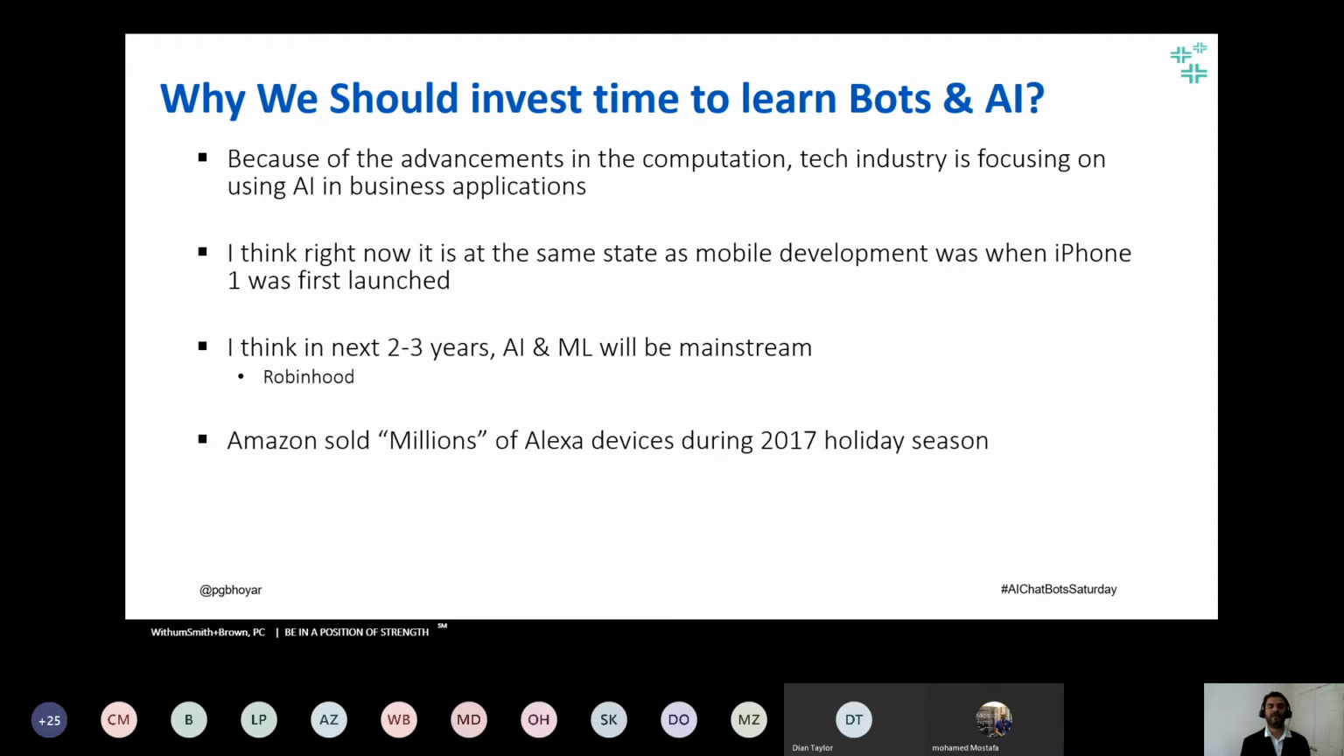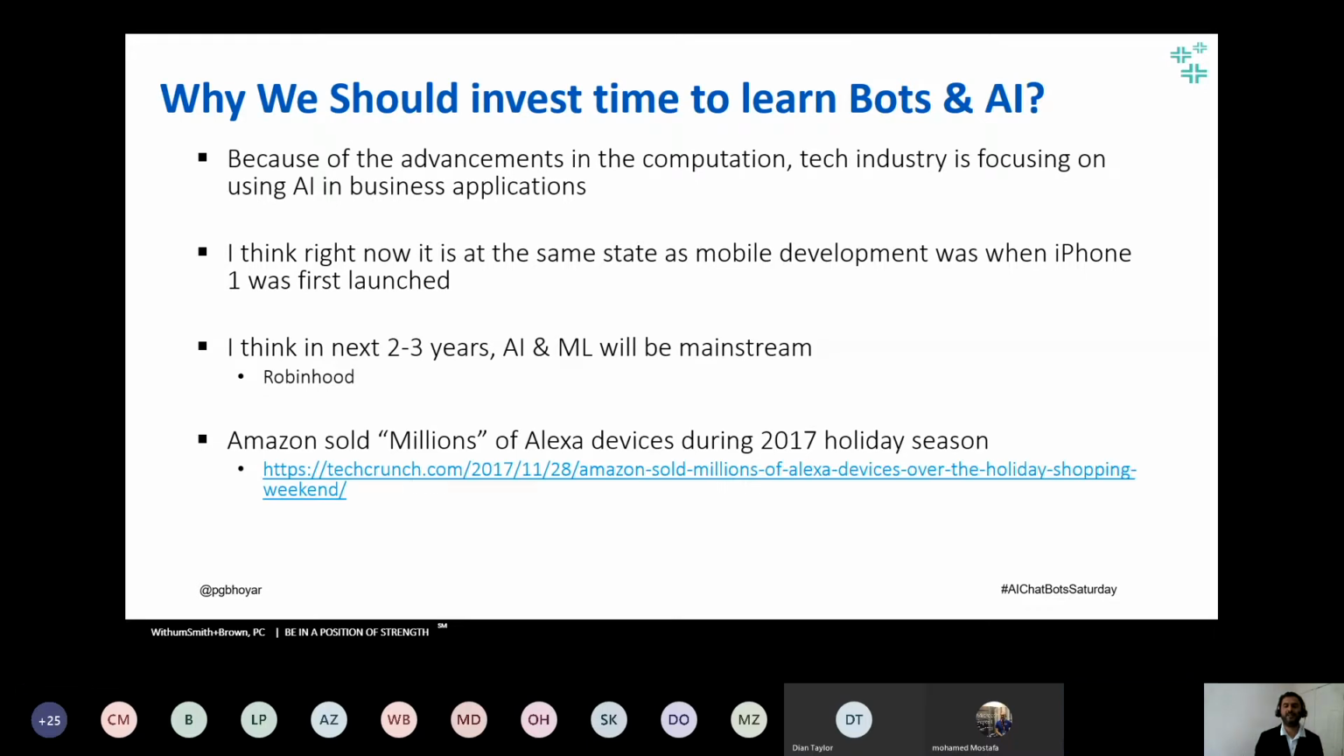One of the key statistics I would like to highlight, and this stat is pretty old, is from the 2017 holiday season. During that holiday season, Amazon sold millions of Alexa devices, and these stats are only from Amazon. Alexa is a voice-based bot from Amazon. There are similar bots available from other companies as well. You may have heard about IBM's Watson or Google Home.